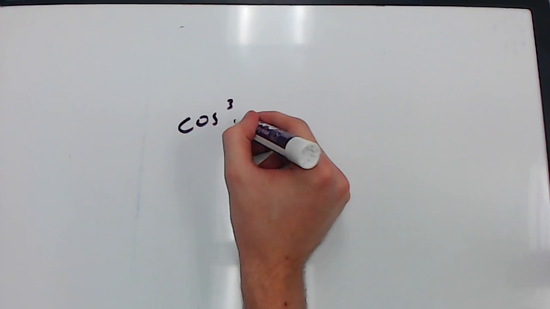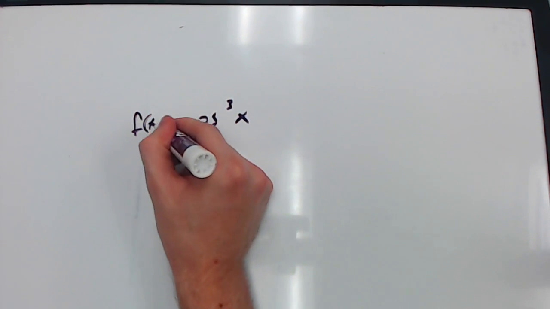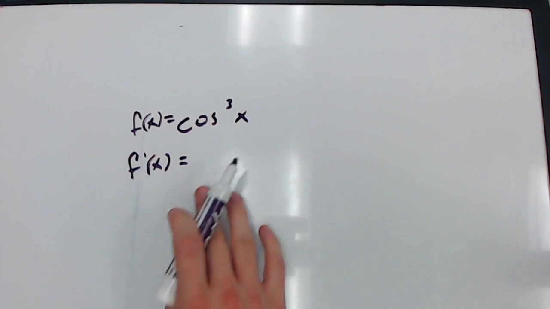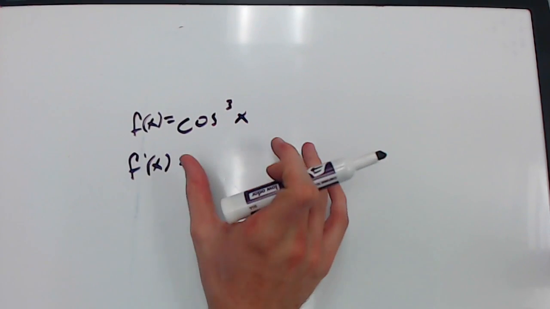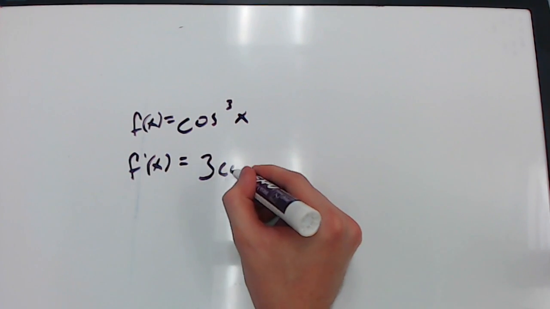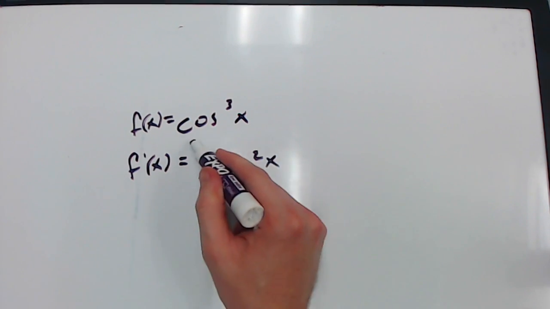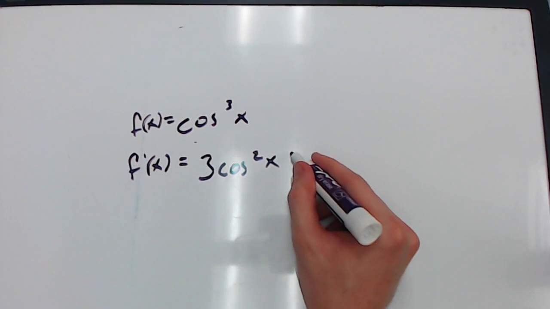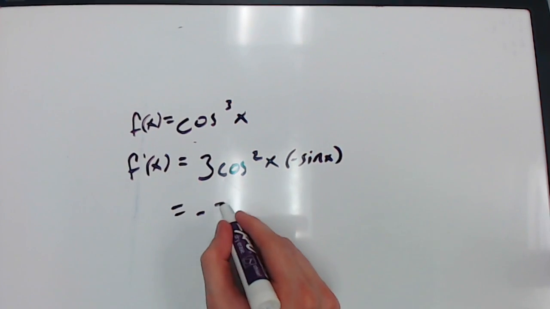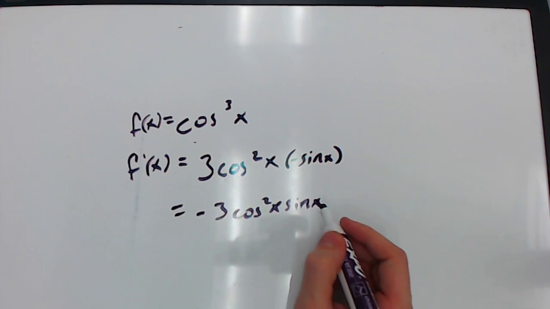Now cosine cubed of x. Go ahead and stop the video now. Alright, so for the derivative of this, once again, treat this exponent as if it is the outside function. So we're going to bring down that 3. It's going to stay cosine squared of x now. And then multiply by the derivative of cosine, which would be the inside. So negative sine of x. So our final answer is negative 3 cosine squared of x sine of x.